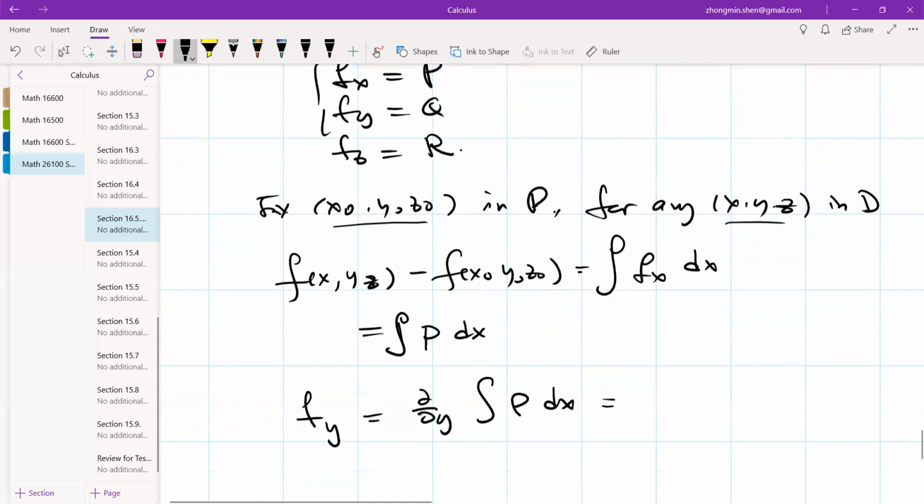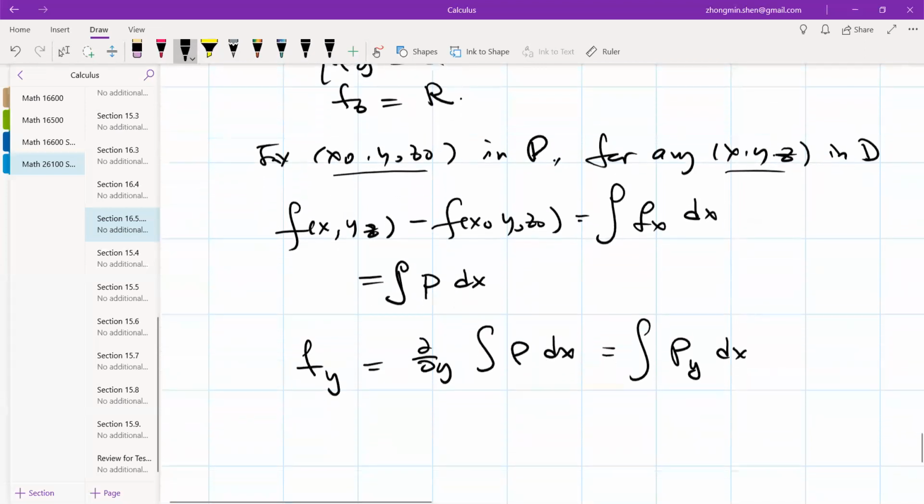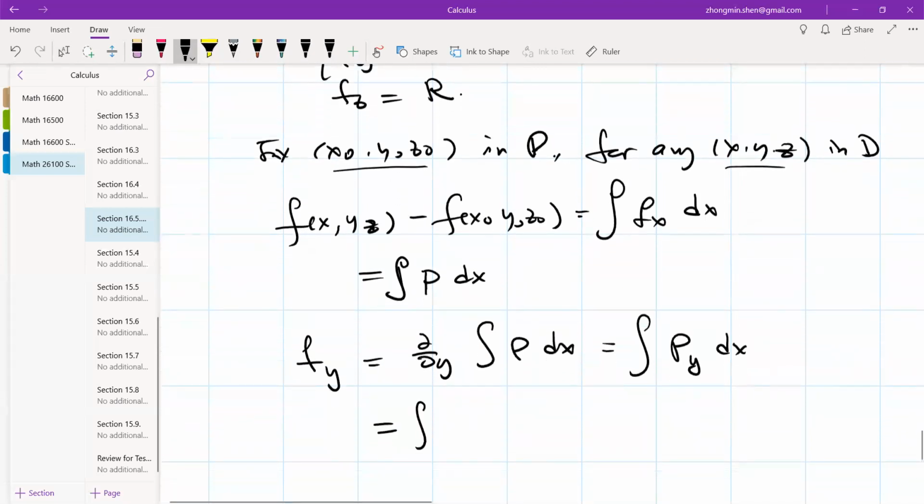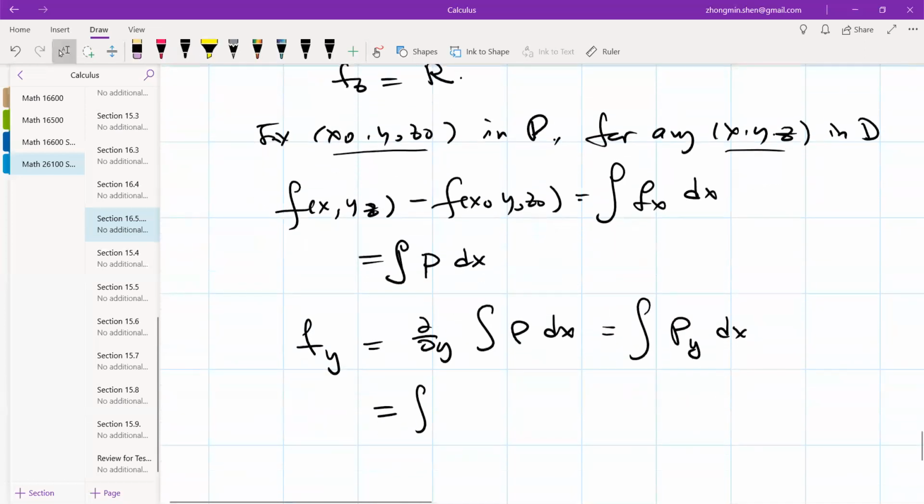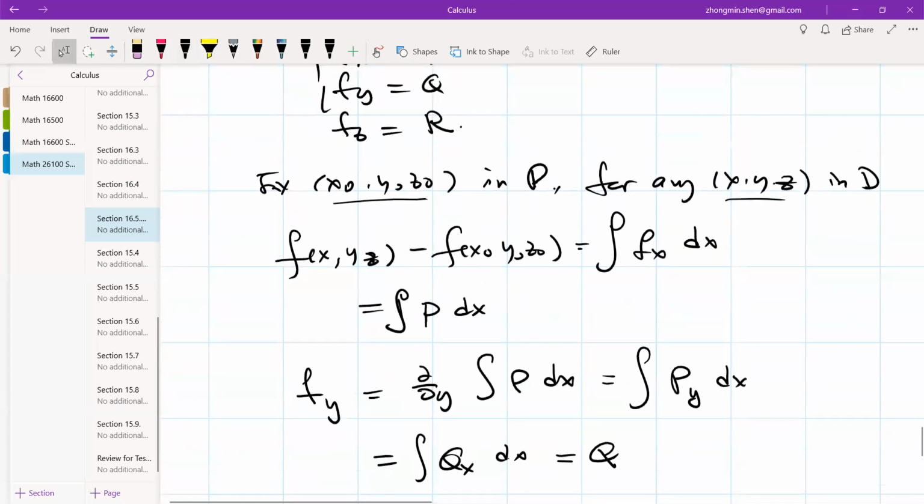Okay, then you will see that you can interchange that because x and y are independent variables. So you get p sub y dx, right? Then you get, because p sub y is going to be q sub x. But now this time, this is a derivative with respect to x, right? So you can have a q and integrate. So you have just f sub y, that's q. So it matches the second equation.